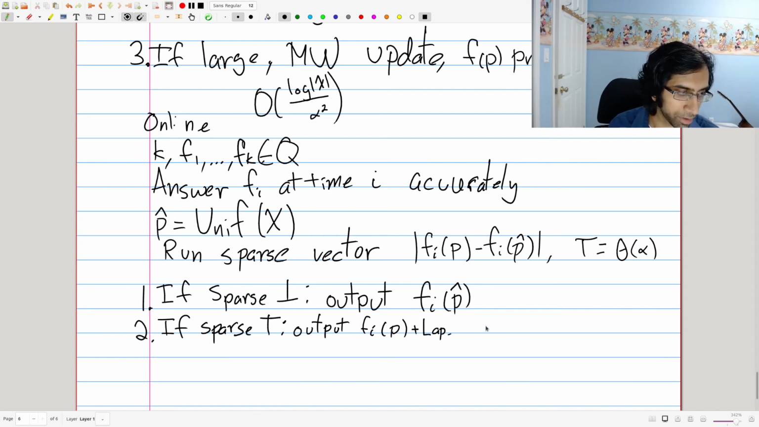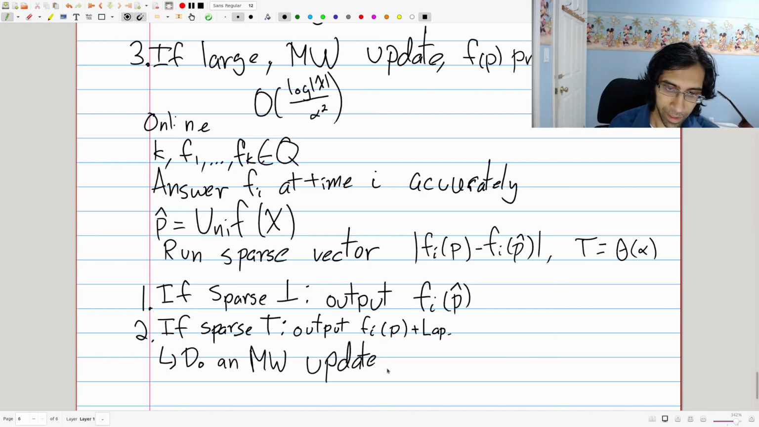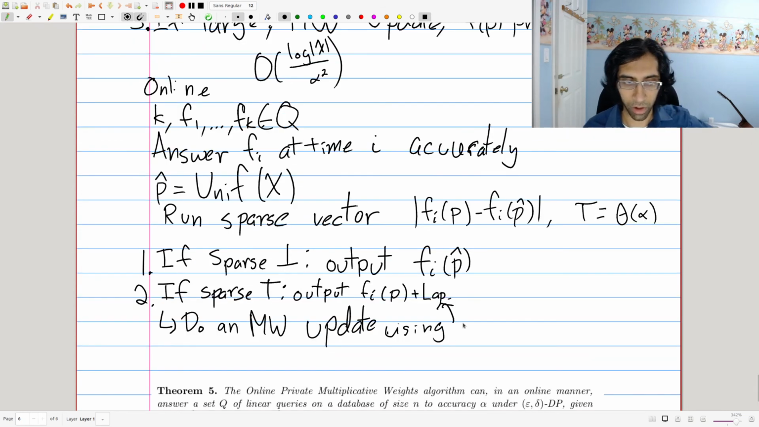And then we're not done yet, because this will answer the query correctly. But we also have to do an MW update, a multiplicative weights update. And we do this using this sort of privatization of the value of f sub i on p. And so that's all there is to the algorithm.